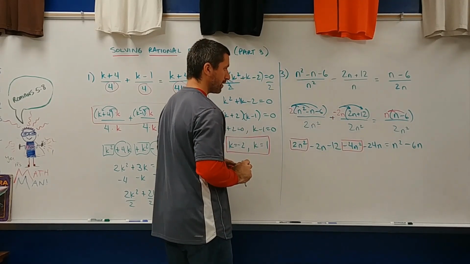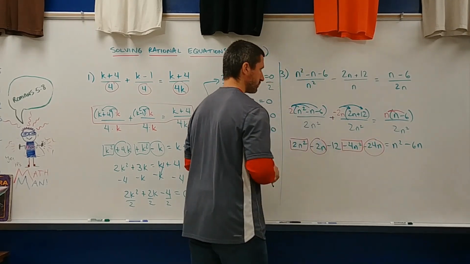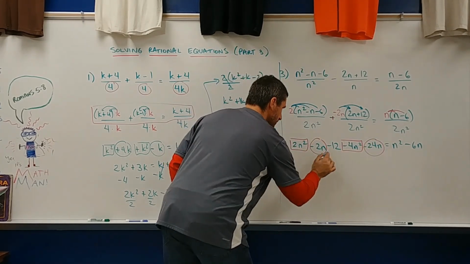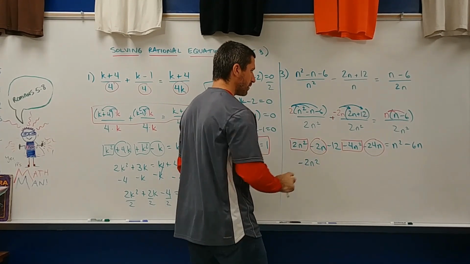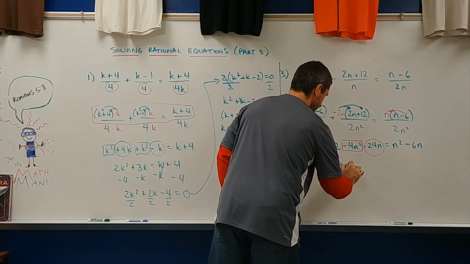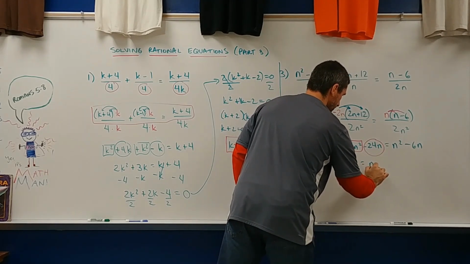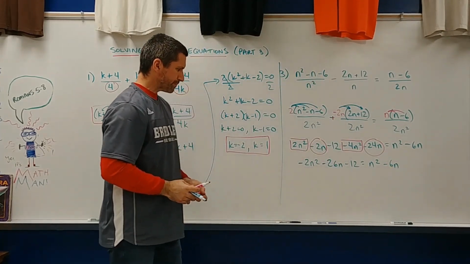Right there. Maybe we'll do the negative 2n and the negative 24n. Let's see here. Negative 2n squared, when you got those two, minus 26n minus 12 equals n squared minus 6n. All right, zero it out.